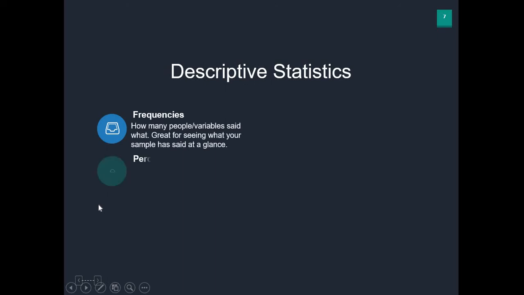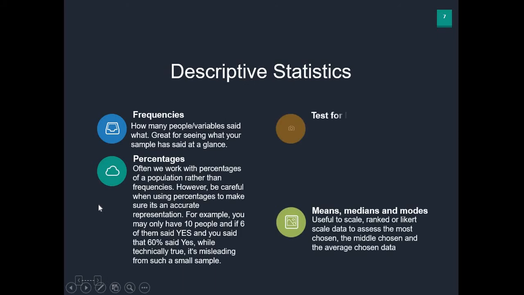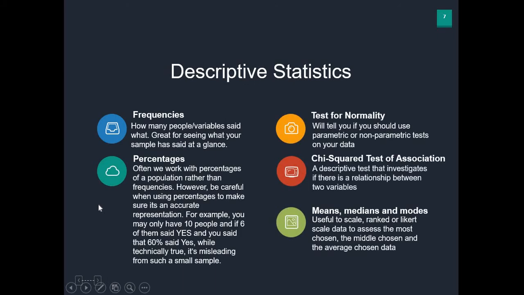So what kind of descriptive statistics are we talking about here? Well, first and foremost, one of the main things you look at is your frequencies. Now, frequencies is simply how many people or how many variables have said what. So, for example, how many males have said yes, how many females have said no. And in SPSS, which I'll show you, that's incredibly easy straight away to see where your data is lying, what people are saying for each question.